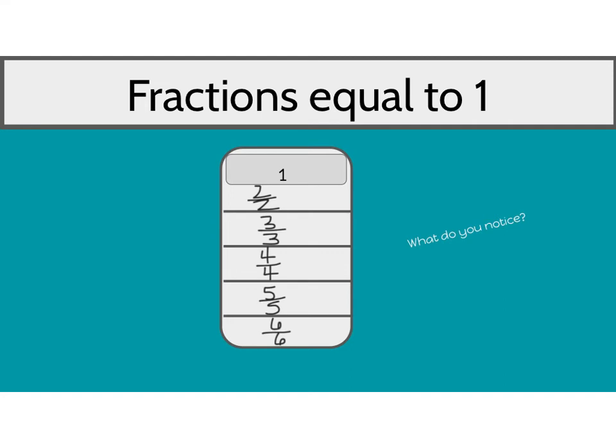Okay, I went ahead and did my name collection box, and my question to you is, what do you notice about all of these fractions that are equal to 1? I notice that my numerator and my denominator are the same number. And so I could continue to go on and on to even 100 over 100, and those would all be equal to 1.